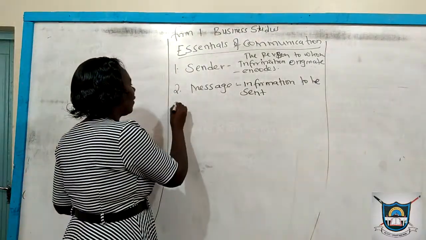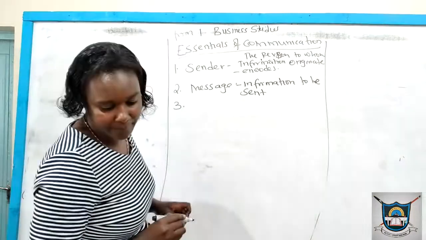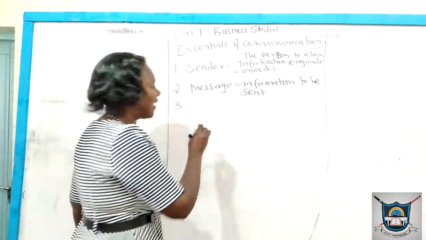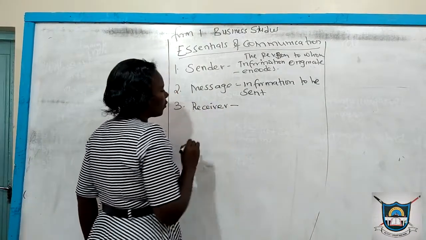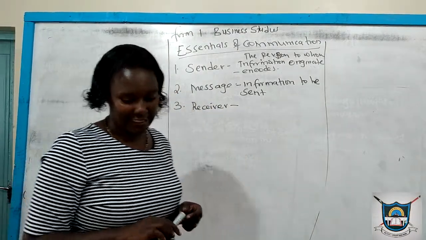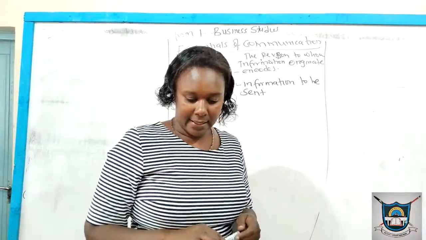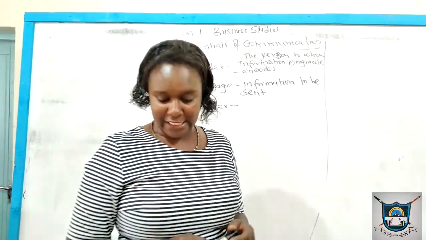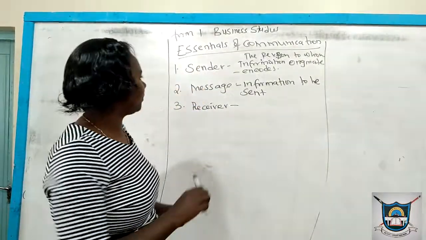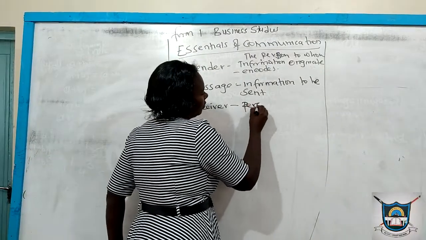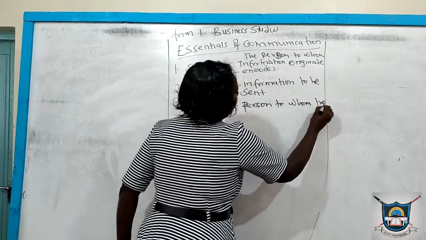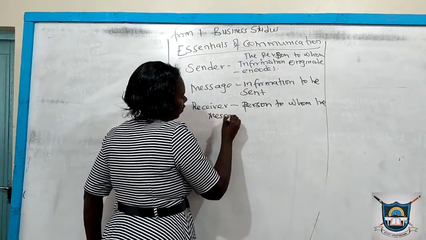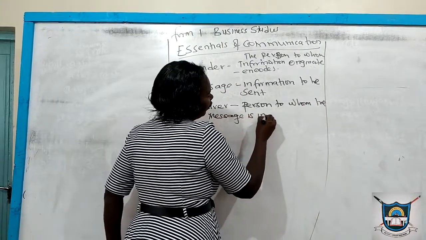The third one is the receiver. This is the person to whom the message is sent, or the person it is intended for. This person to whom the message is intended.